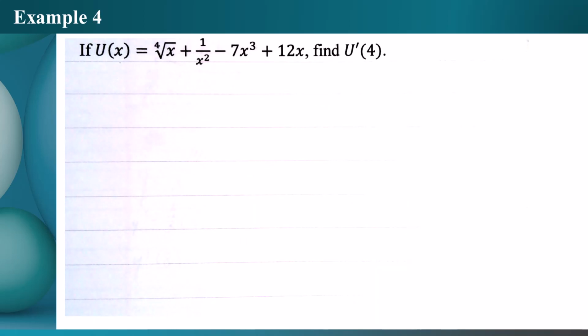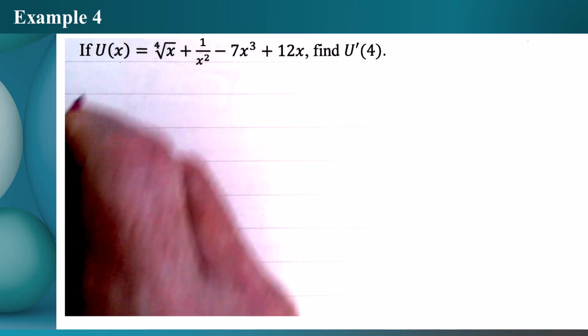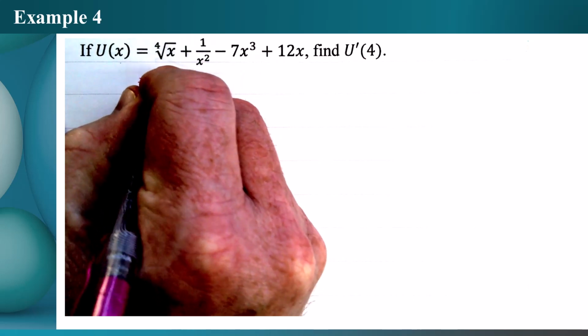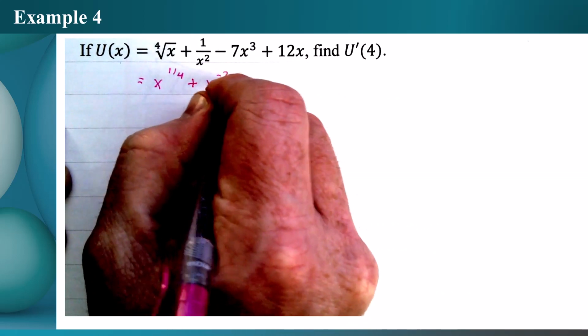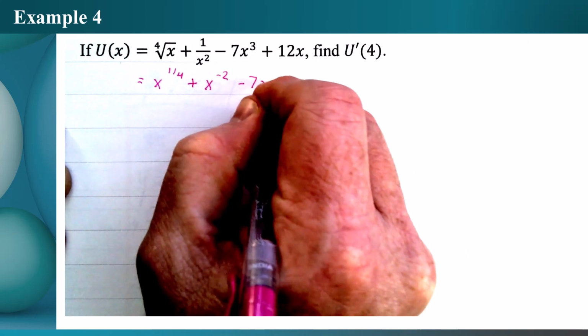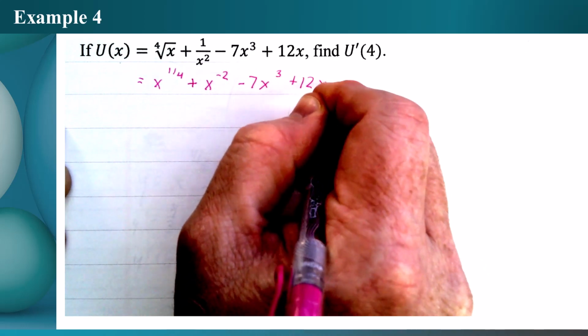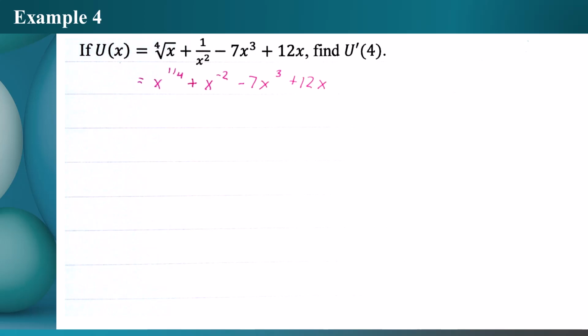In this example, we have u of x equals the fourth root of x plus 1 over x squared minus 7x cubed plus 12x. And we want to find u prime of 4. Well, I'm going to start off by rewriting the function here. I'm going to write this as x to the 1/4 plus x to the negative 2 minus 7x cubed plus 12x. Now remember, we haven't done any calculus yet. All we've done is rewrite the function. But now I'm ready to do the derivative.